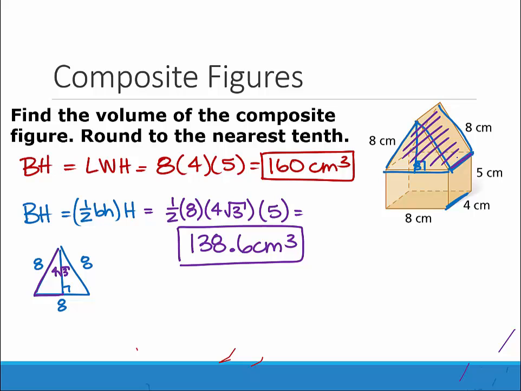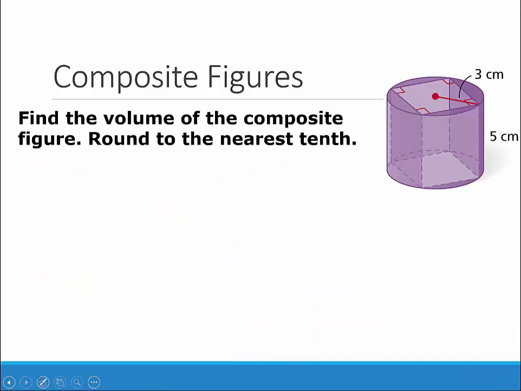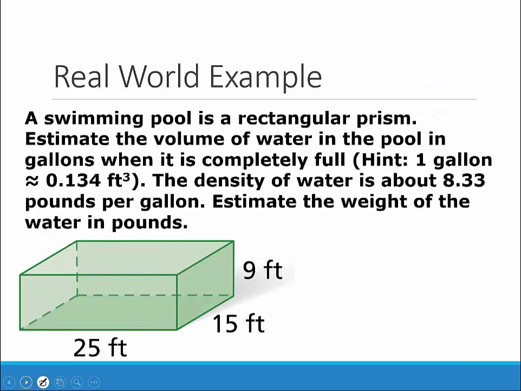So if I want to know this whole composite figure, all I have to do is add these guys together. And you end up with 298.6 centimeters cubed. So I'm going to leave this one for you to do. And this one you do have to subtract because you have the cylinder and then you want to take out that prism that's inside of there. So try that one on your own and we can go over it together.